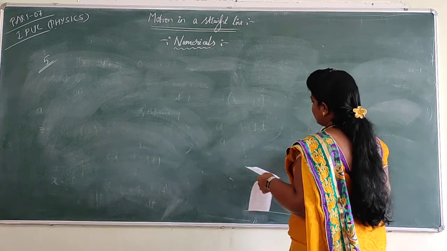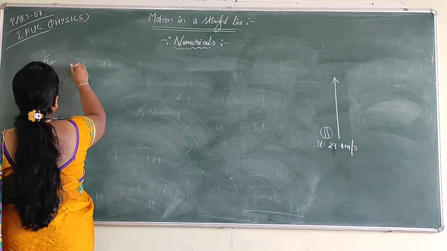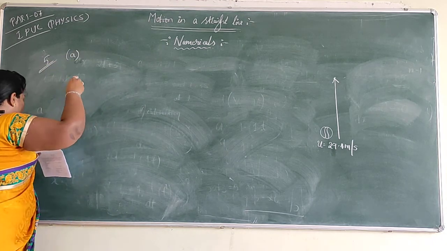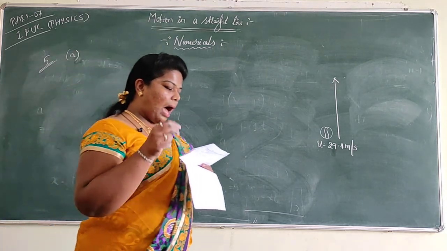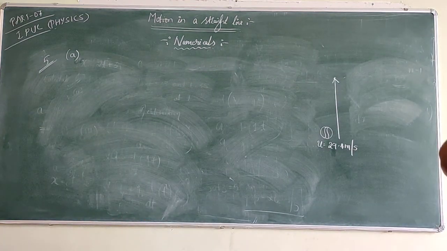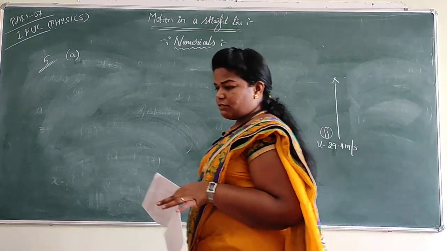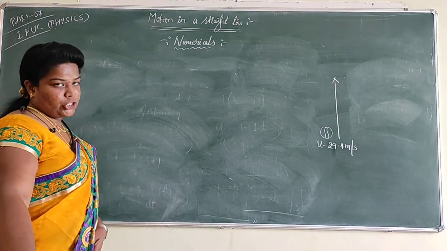Now, in this we again have 3 parts of the question. The first question is, what is the direction of acceleration during the upward motion of the ball? My dear students, the first question is, what is the direction of acceleration during the upward motion of the ball?